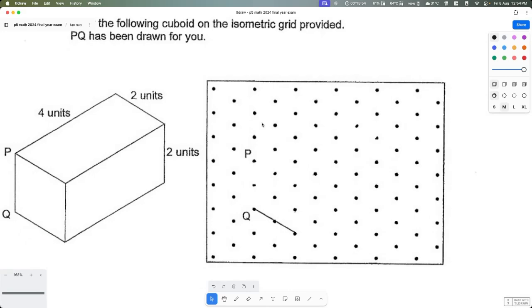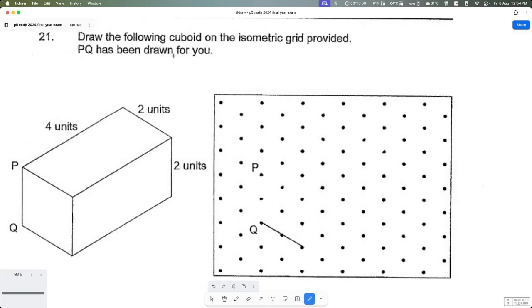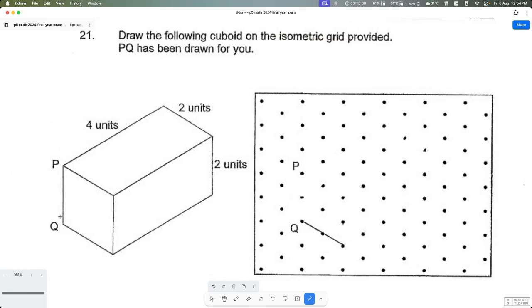Question 21. Draw the following cuboid on the isometric grid provided. PQ has been drawn for you. So PQ has been drawn for me. I don't know why the line starts here, but sure, will do. PQ is like this. We also know that this is 4 units and 2 units. So what we can do is draw like this as well, and then like this as well. So this is the face.